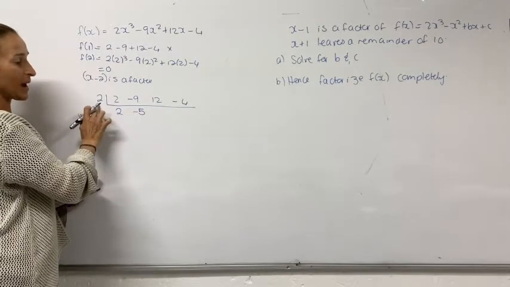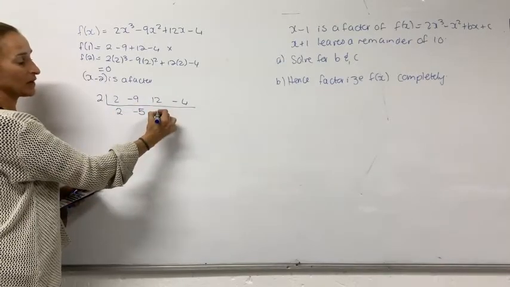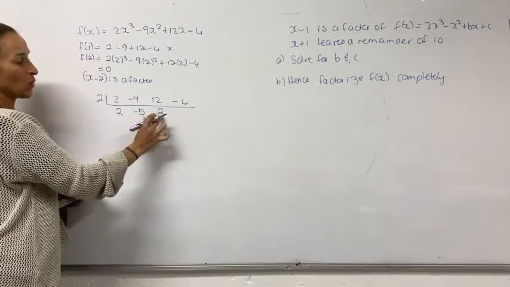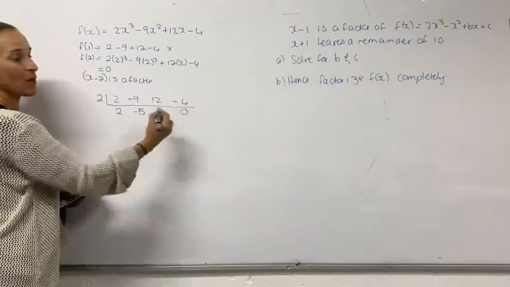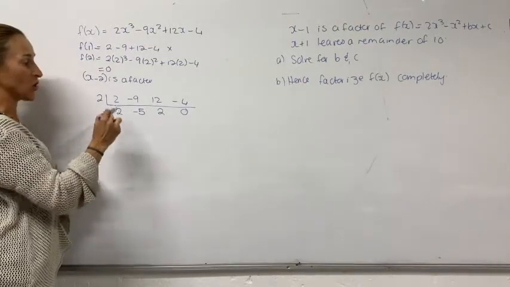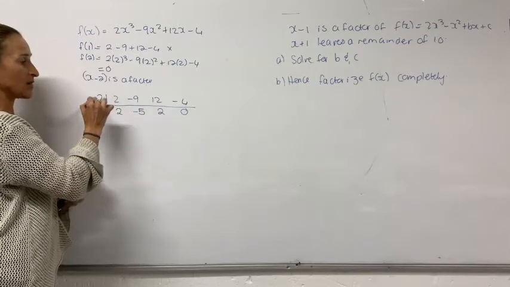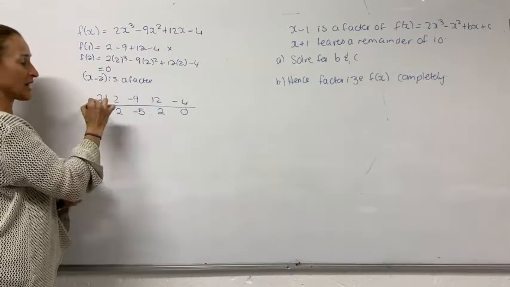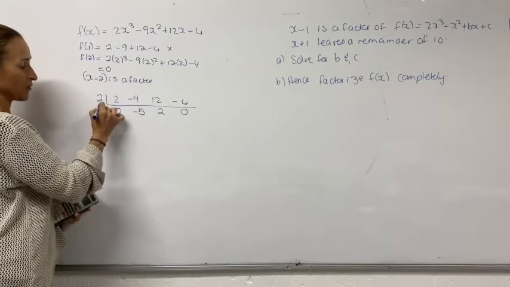Times with factor, minus 10, add that. So minus 10 plus 12 is 2. We then times again, 2 times 2 is 4, minus 4 is 0. If that is not 0, you are wrong. That is your test. So we bring that down, times, add. Down, times, add. Down, times, add, and that's 0. This becomes x minus 2 from there.